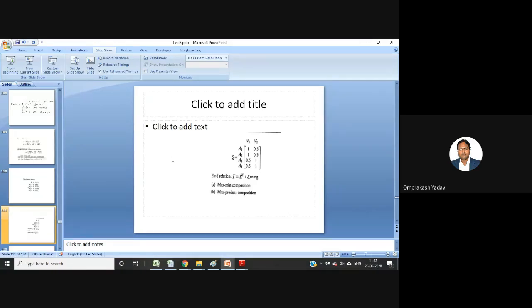If you see the symbols here, they have used the hollow circle directly, which is normally used for max-min composition, and for max product composition, we use the filled circle.